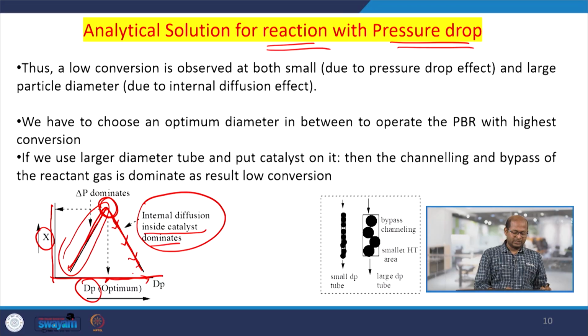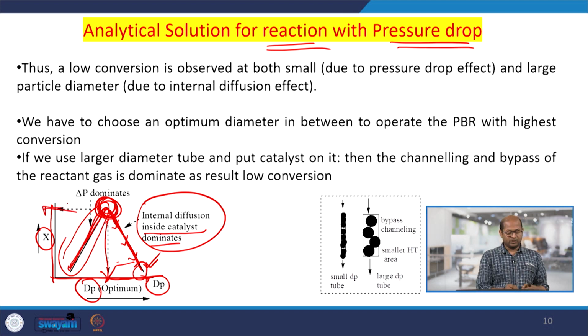So if you want to drop the pressure drop, then larger particles are good, but we will get very low conversion. So then we have to decrease the particle diameter. If we go this way, then here is actually the optimum, where that particle diameter would be most suitable to get maximum conversion. Here we will get maximum conversion.